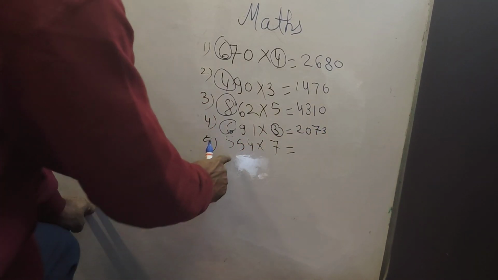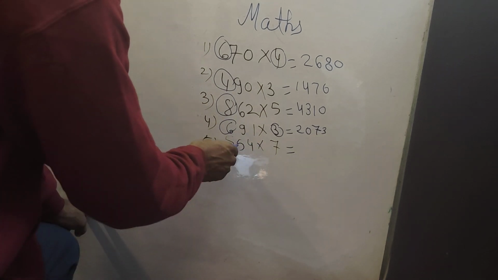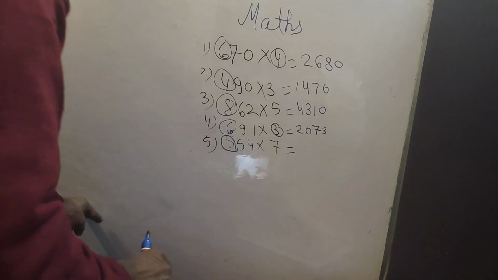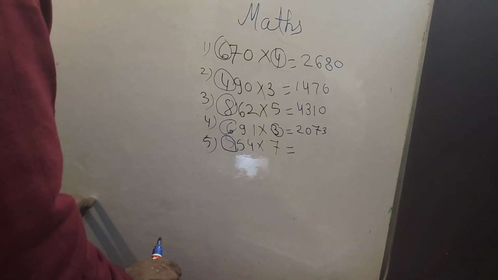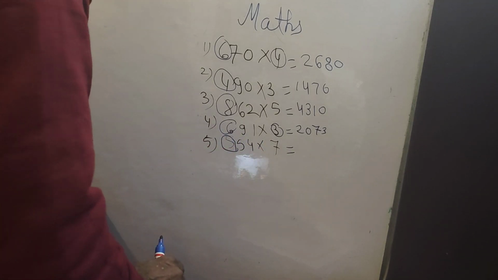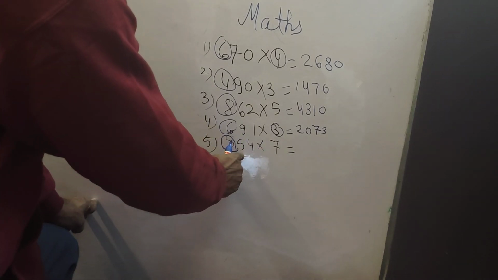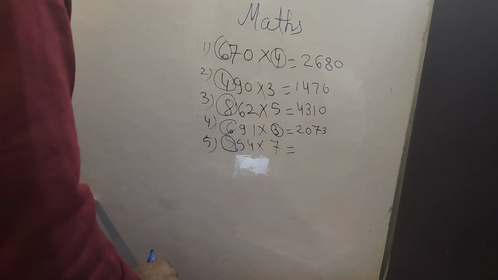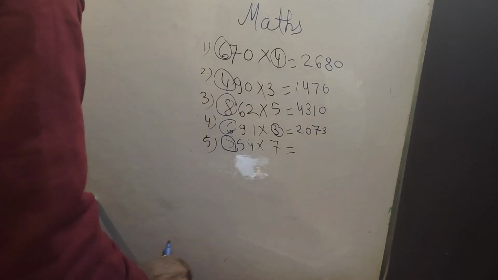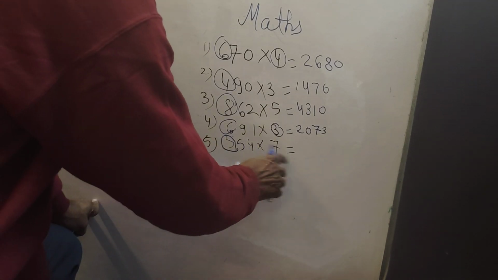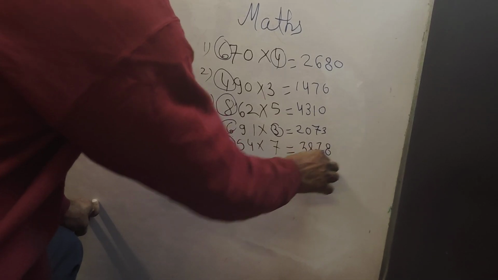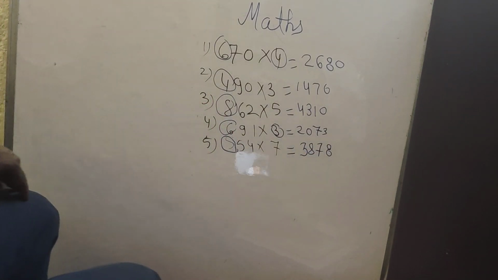Next is 554 multiply 7. So we start from the left side. 500 is the place value of this 5. So 500 into 7 is 3500. 3500 put in mind. Now 5 times 7 is 35. This 5's place value is 50, so it is 350. 3500 plus 350 is 3850. 3850 plus 7 times 4 is 28. 3850 plus 28 is 3878, that is the answer.